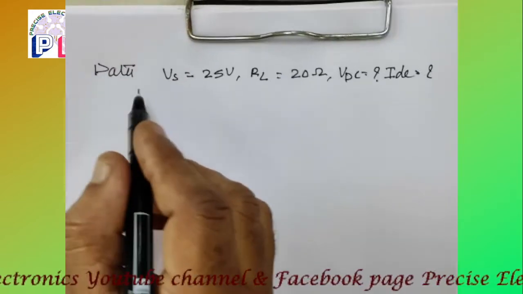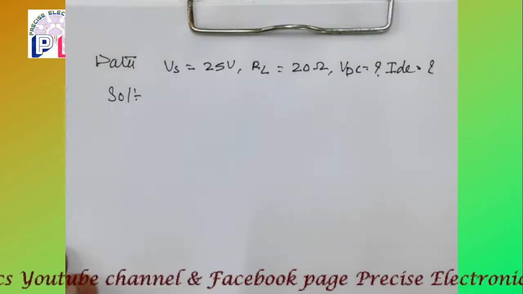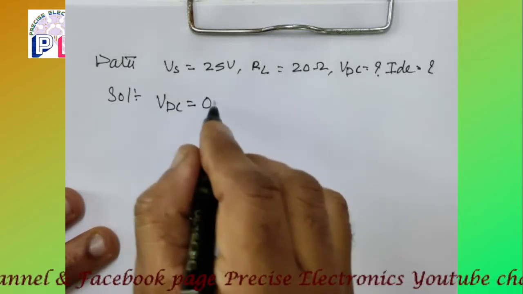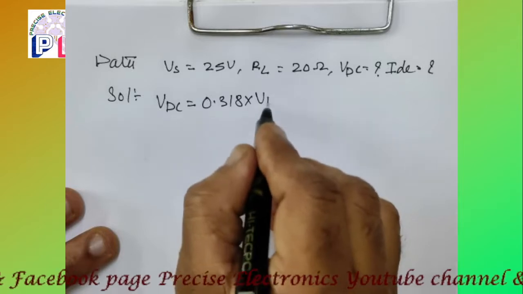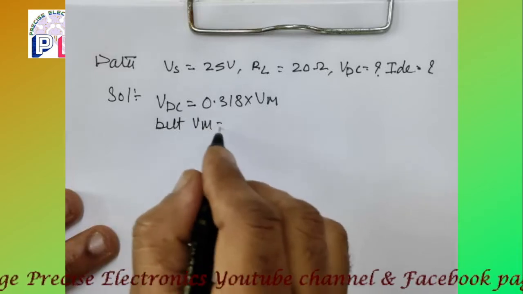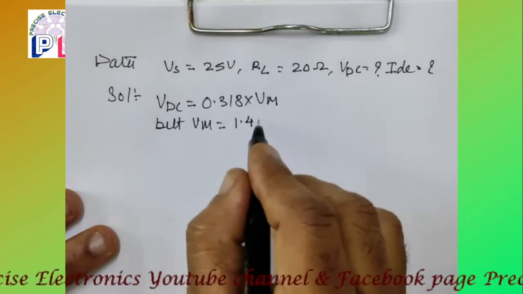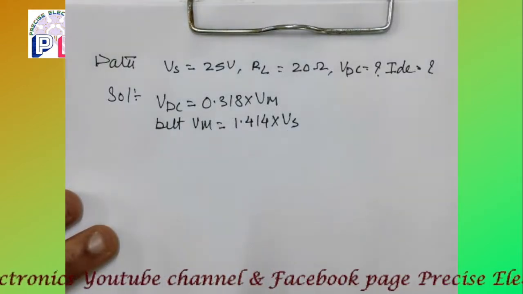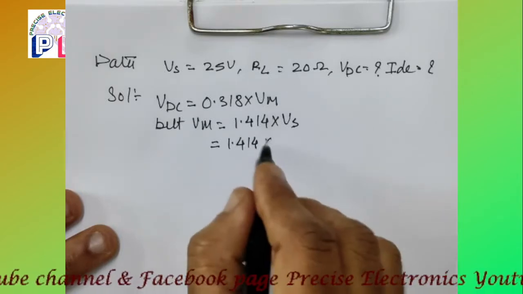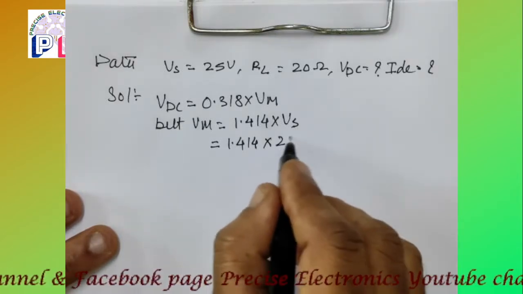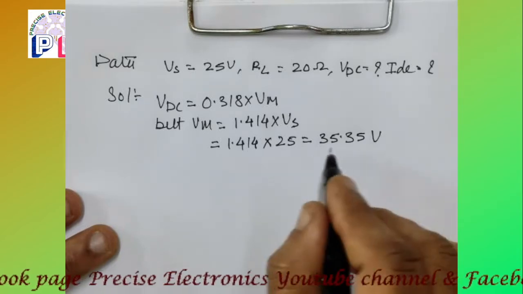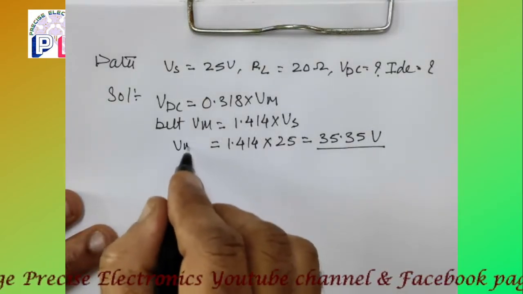Now solution. What is the solution? The formula for VDC: VDC is equal to 0.318 into VM. But what is VM? VM is equal to 1.414 into VS, that is secondary potential. So by substituting the value of VS, 1.414 into 25, that is equal to 35.35 volt. That is known as VM. So VM is equal to 35.35 volt.